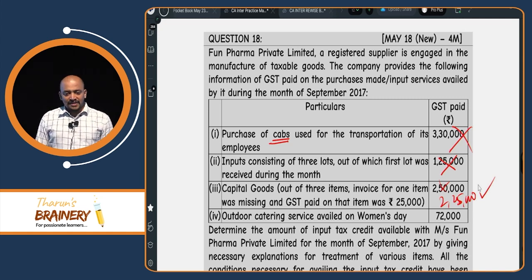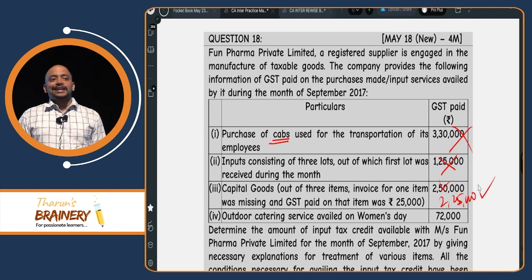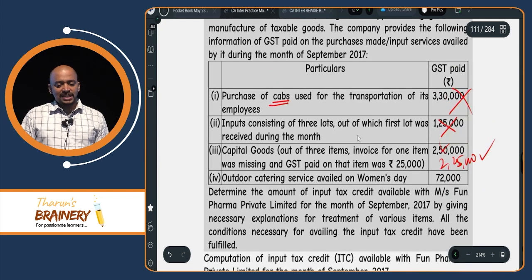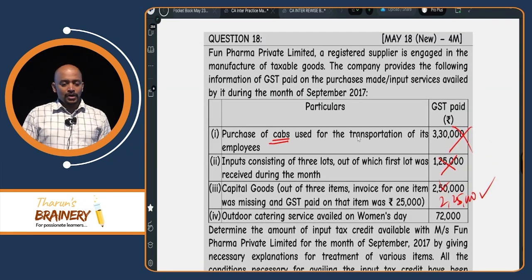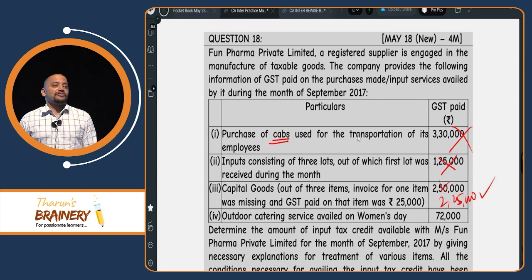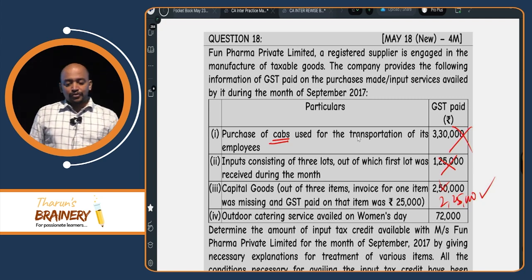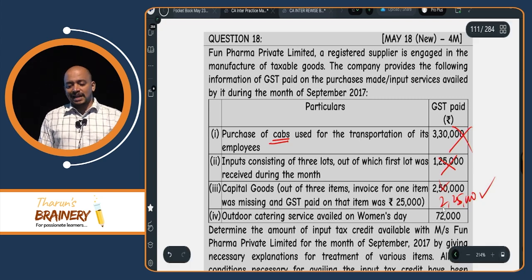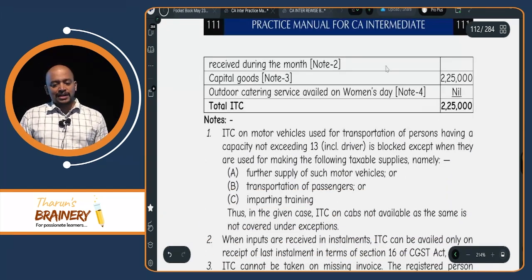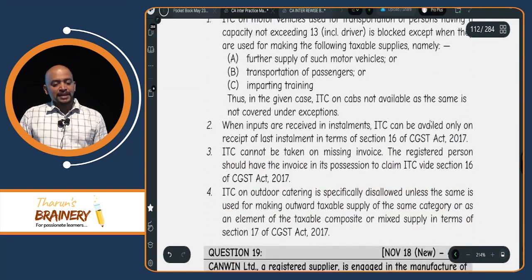Outdoor catering service availed on Women's Day. Outdoor catering is a blocked credit, but we have 3 exceptions. Number 1, statutory obligation. Anywhere it is given as statutory obligation? No. Inward supply, outward supply in the same category. Are they into the business of outdoor catering? No. Inward supply part of outward supply? No. So therefore not covered under exceptions, which means ITC not available in this case. So only 2,25,000 they can take ITC.